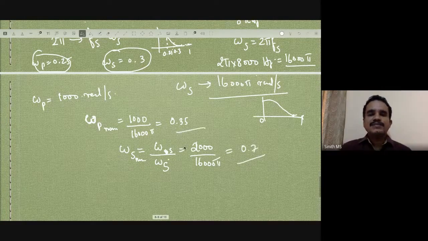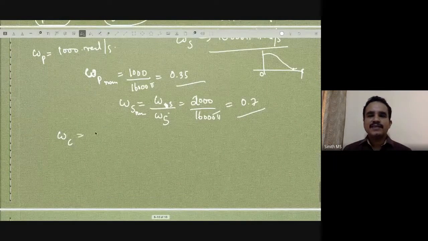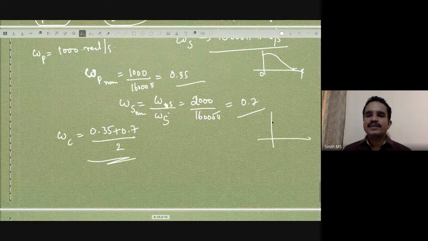If you get these values, you can find what is omega c, which is the average of this, 0.35 plus 0.7 by 2. You get the omega c. So you will fix it as omega c like this. The cutoff frequency is omega c. You design it as an ideal filter with omega c equal to this value.